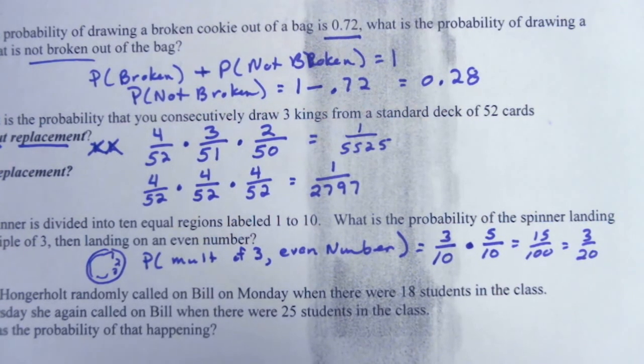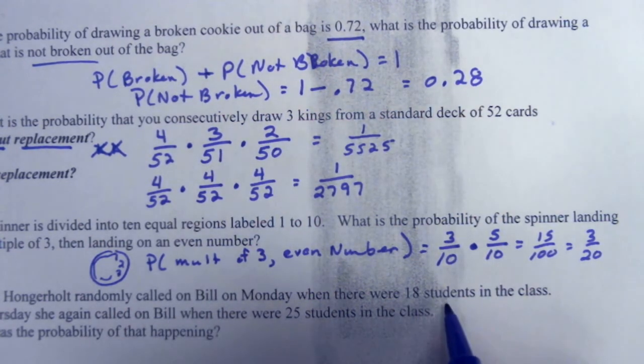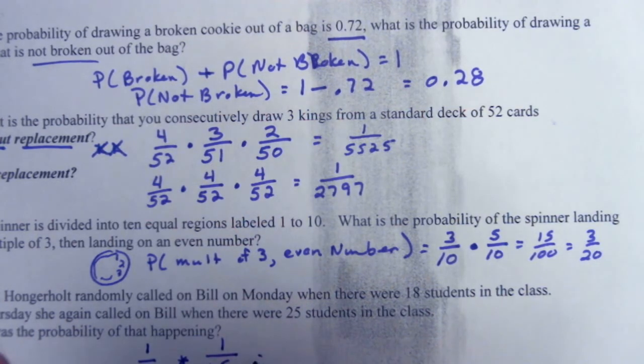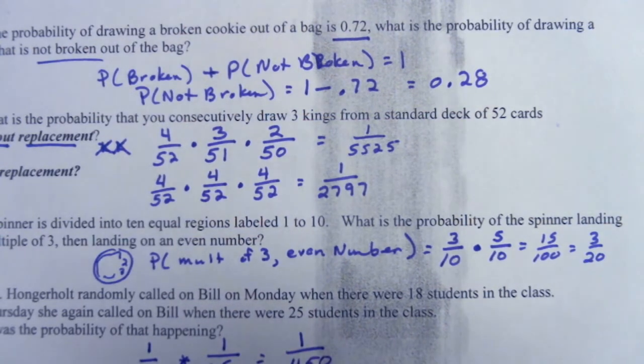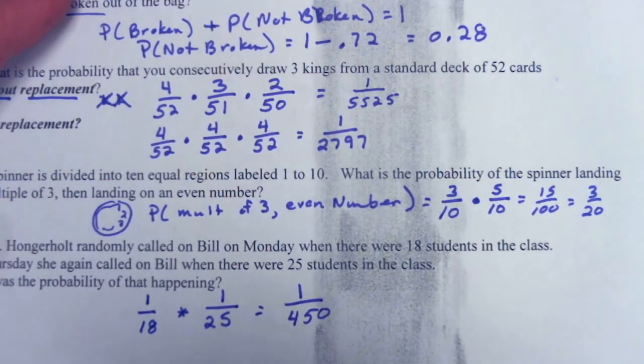16. Mrs. Hunger, that's me, randomly called on Bill Monday when there were 18 students in the class. On Thursday, she called on Bill again when there were 25 students in the class. What's the probability of this happening? Well, basically, of these 2 things happening at the same time. The probability for the first day is 1 over 18 of calling on Bill. The second time is 1 over 25. Multiply those together. 1 times 1 is 1. 18 times 25 is 450. So the probability that Bill gets called on 2 days in a row is 1 over 450.